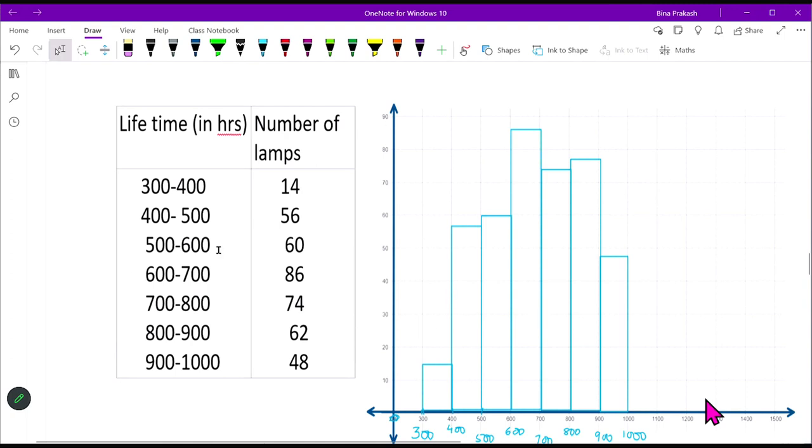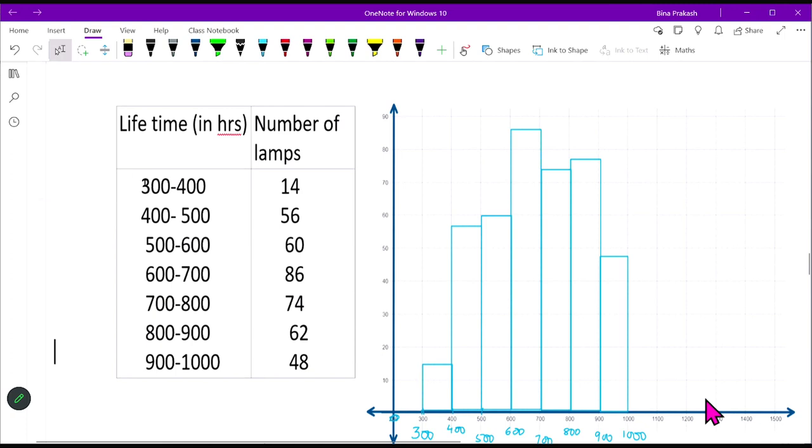Now again, the lifetime is not less than 300. It's somewhere between 300 to 400 and 400 to 500 and goes up to 1000 hours. So when you make it on the x-axis, you'll find that the x-axis values start from 0 onwards. We have divided the units in terms of hundreds. But again, you find that 0 to 100, 100 to 200, 200 to 300 don't represent anything. All the lamps are burning for about 300 hours or more. There are no lamps which burn less than 300 hours.